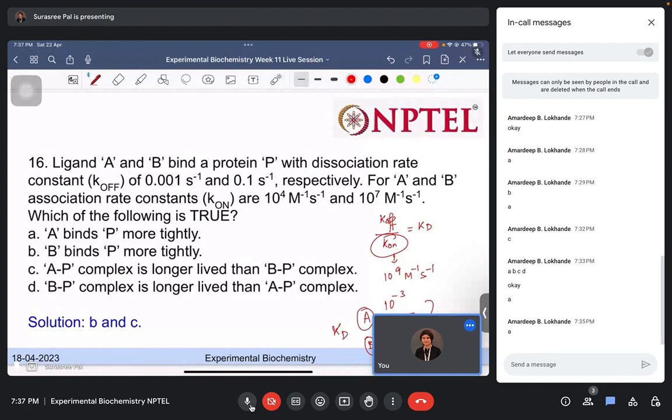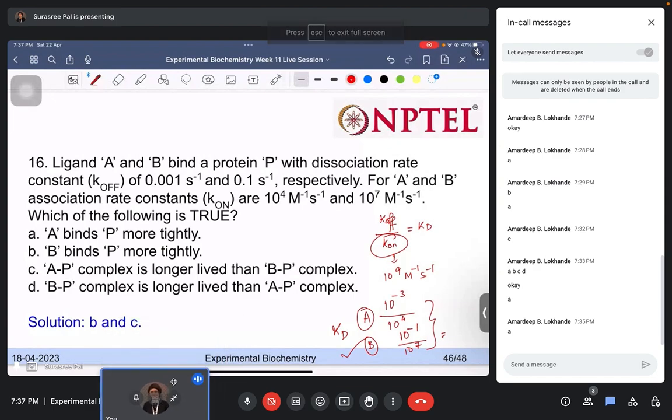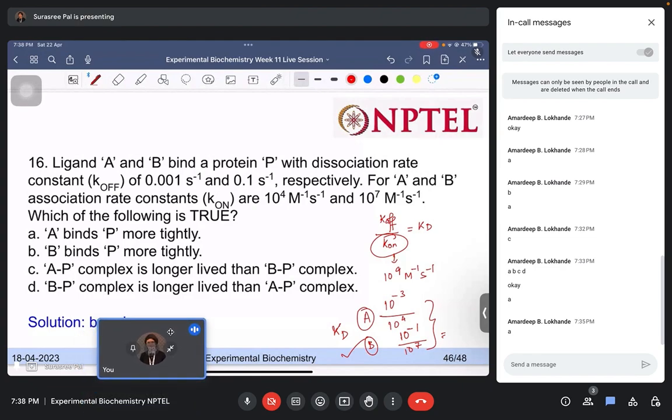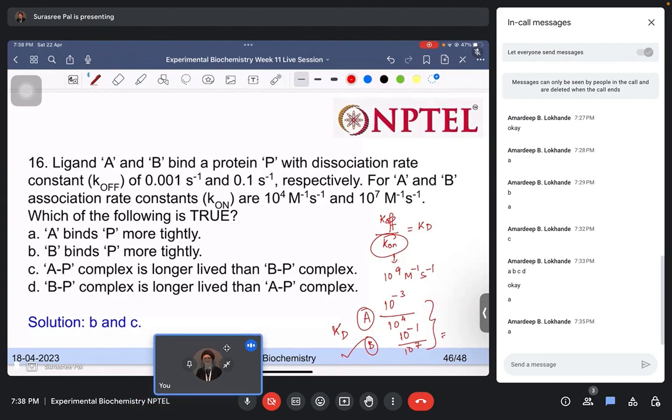So B will have a lesser KD. B will bind to the protein more tightly. Whereas the AP complex is longer lived than the BP complex because the dissociation rate of the AP complex is much less than the dissociation rate of the BP complex, right? So which is why B and C will be the correct answers.